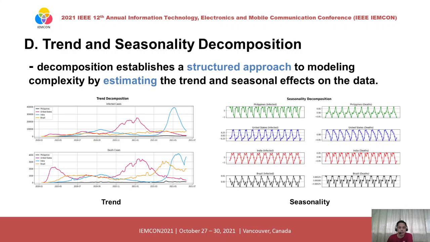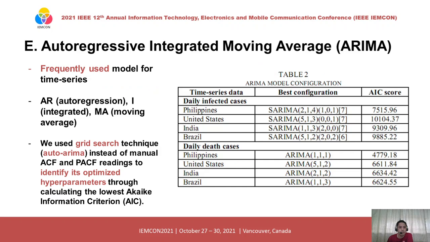We use a trend decomposition and seasonality decomposition. As you can see for the seasonality decomposition, there's a trend that every weekend, Saturday or Sunday, COVID-19 cases and death cases decline. This is understandable as most of the workforce stay at home during weekdays.